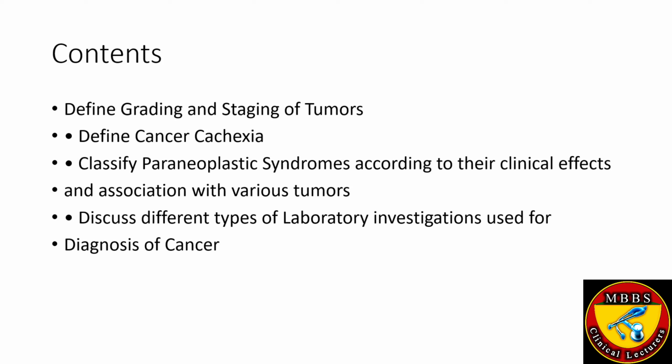The main contents which will cover this topic are to define the grading and staging of the tumor and to define cancer cachexia. And this topic is very important that we have to classify the paraneoplastic syndromes according to their clinical effects and association with various tumors. And the last one is the laboratory investigations which are used for the diagnosis of the tumors. This is also very important in this topic. We will discuss the different types of laboratory investigation, how we are going to diagnose the cancer.